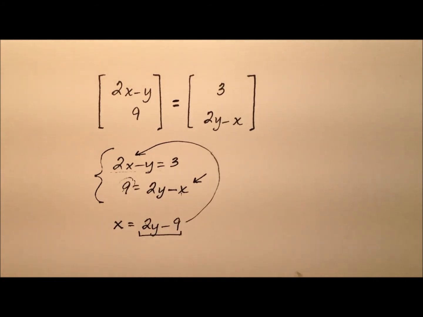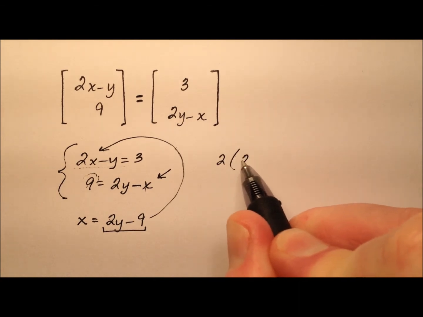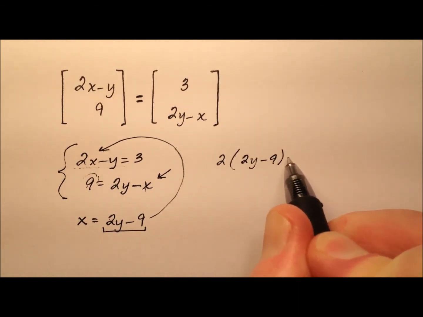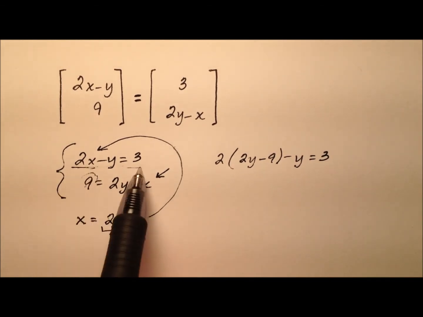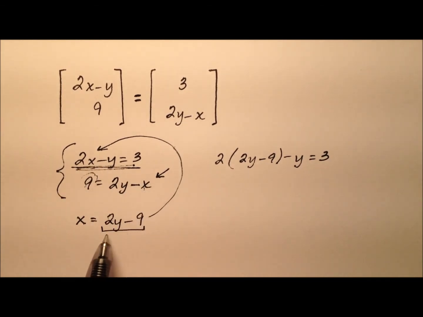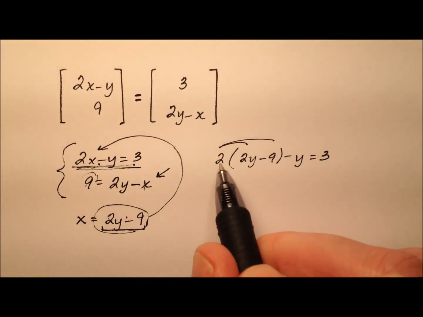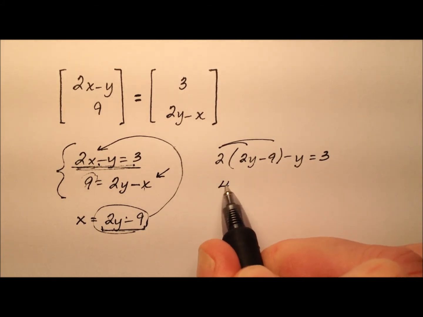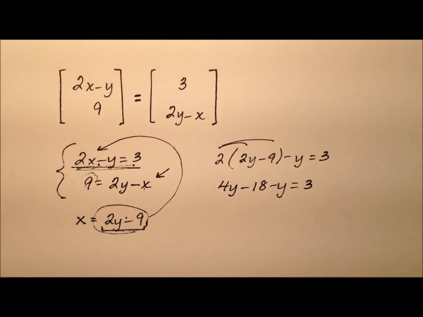So we'll use this first equation. So 2 times x, and we know x is this expression, 2y minus 9, and when we subtract y from that, we get 3. So it's just using this first equation, we substituted this 2y minus 9 into it. Basically now it's just solve for y. So we'll distribute first, and we see that 4y minus 18 minus y equals 3.